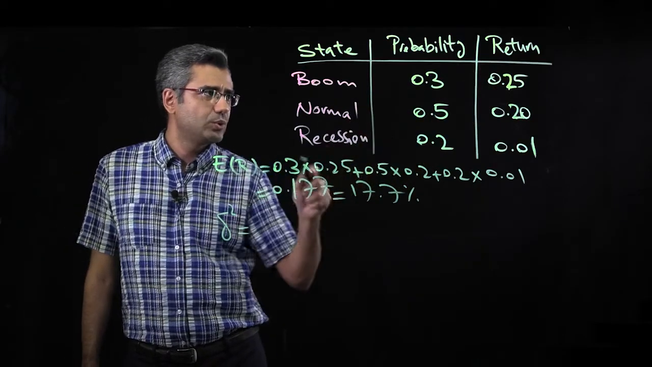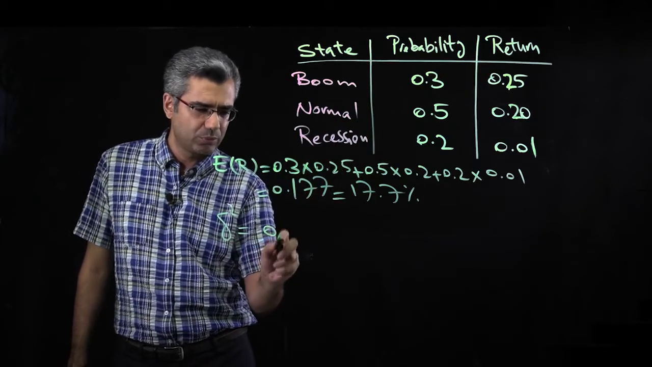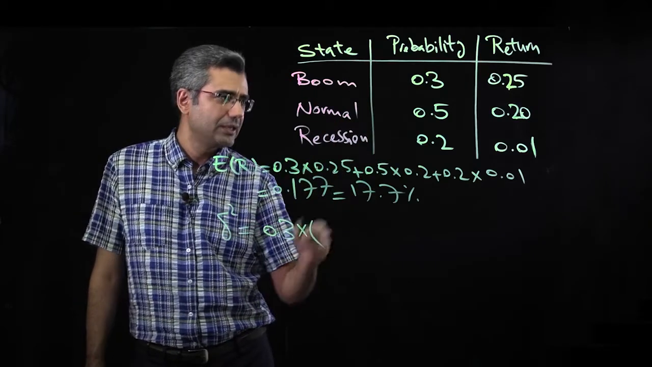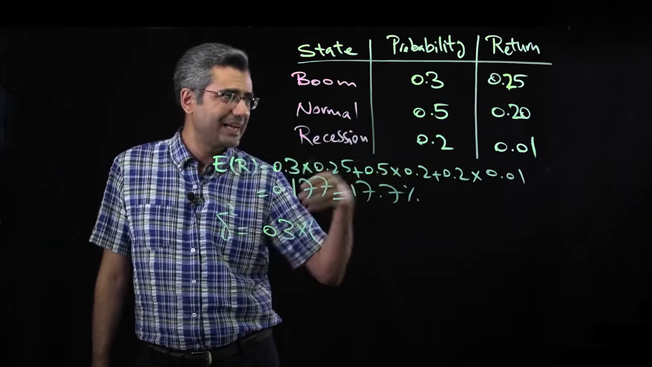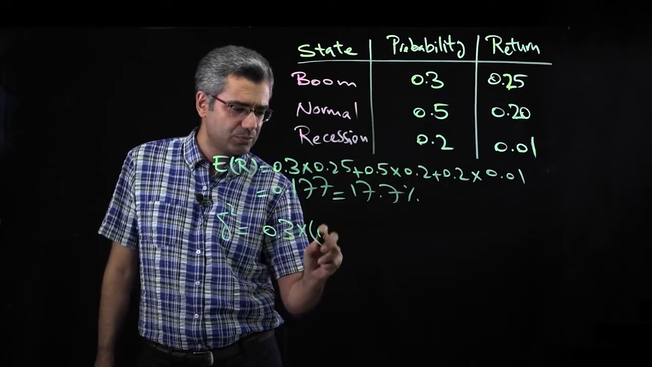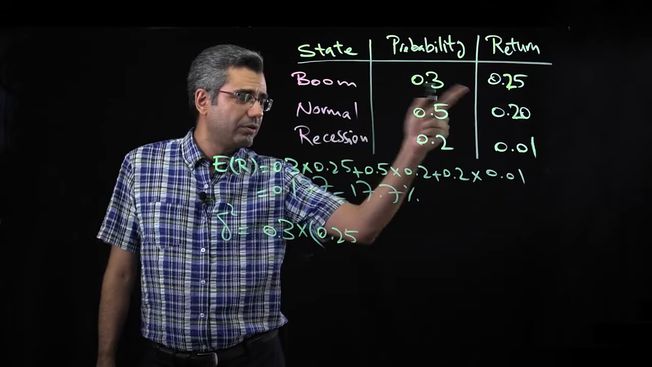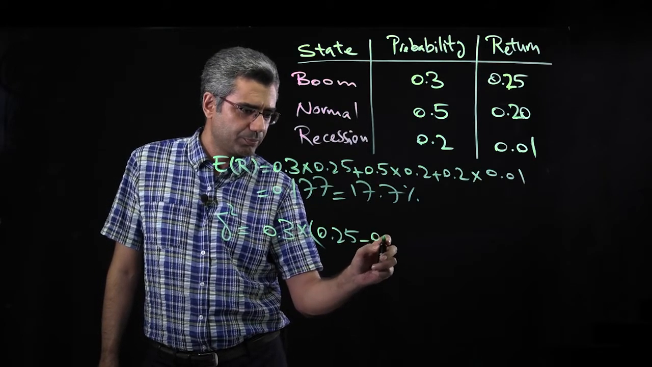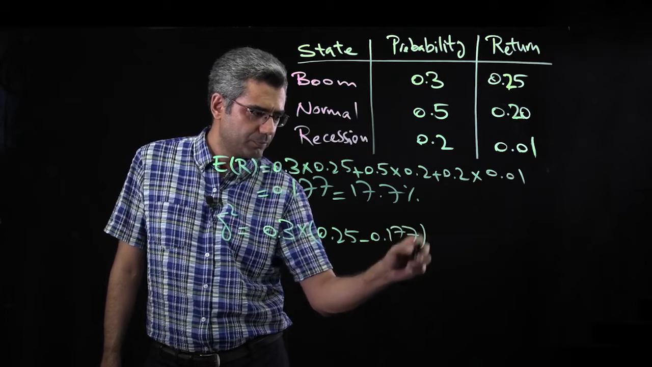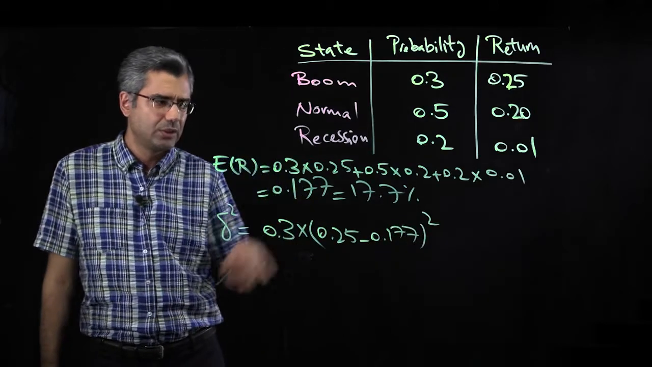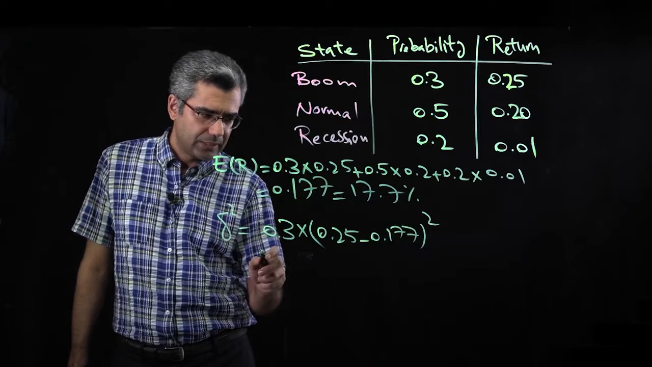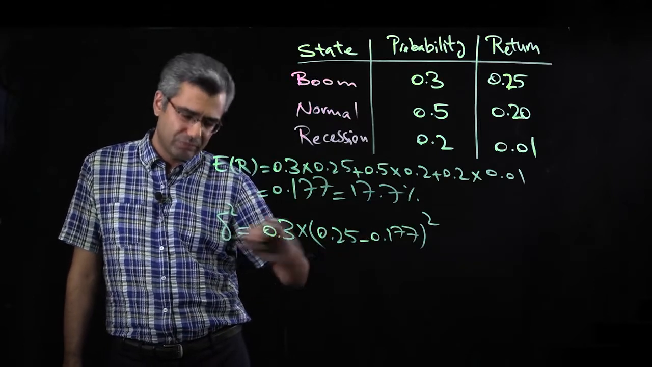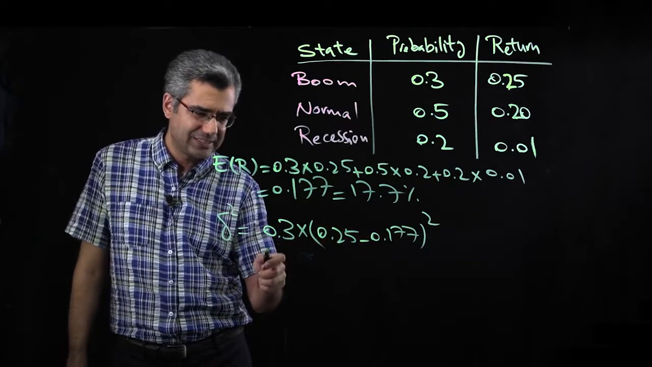So the chance for the first one is 0.3 multiplied by the distance, the difference between the return of the first state, 25% minus 0.177, power 2, because we want to remove the sign. It can be negative or positive. We want to have all positive because they are distances.